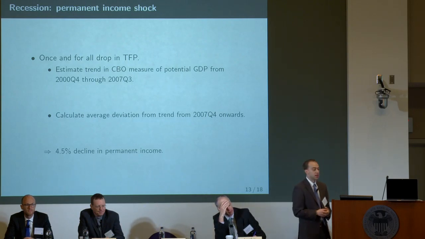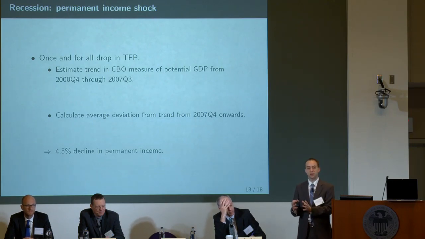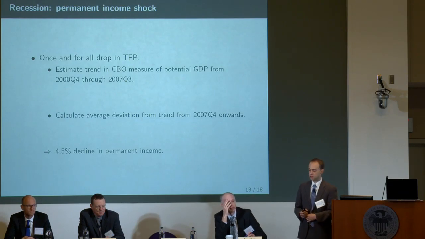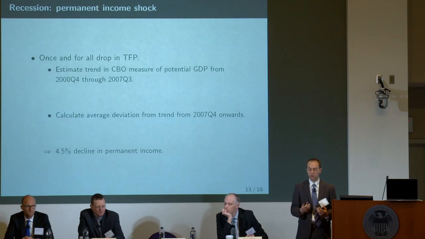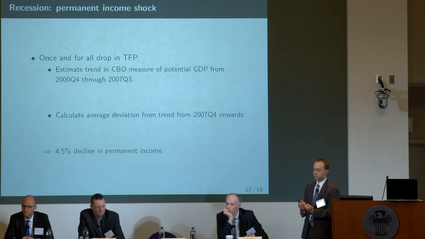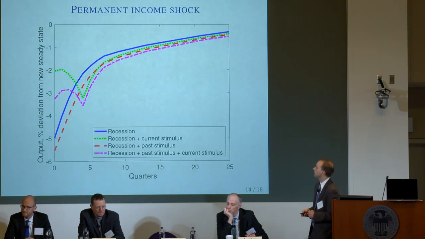Okay. The next set of experiments that I'll show you consider a stylized recession, and the point that I'll make is that policy is less powerful in this recession. The recession that I'm going to generate comes from a drop in income. So we're going to have a once and for all drop in TFP that leads to a 4.5% decline in permanent income.